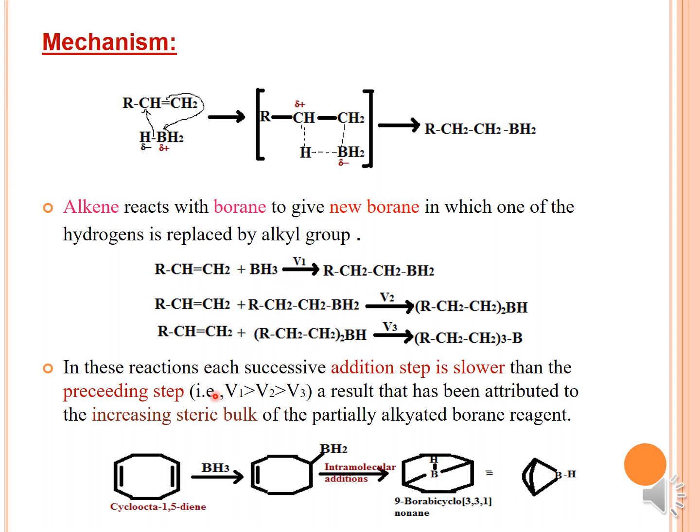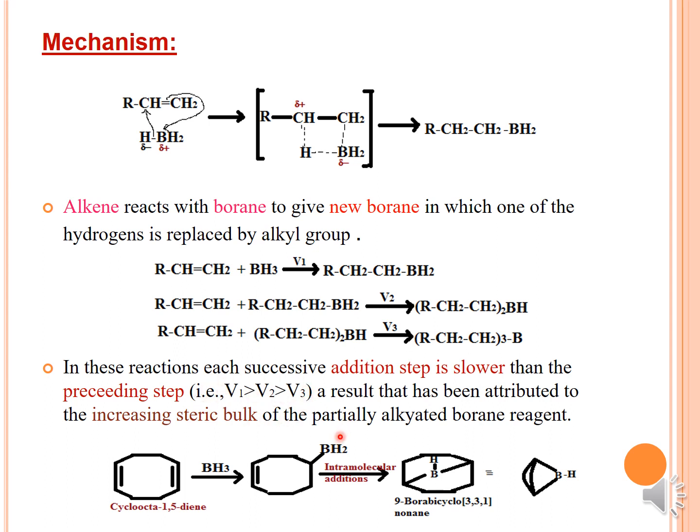Alright, here you can see that V1 is greater than V2, which is also greater than V3. As a result, this is attributed to the increase in the steric bulk of the partially alkylated borane reagent. Okay, if there is an increase in the steric bulk, that is, the alkyl groups keep adding up, there is a bulkier group attached to the borane, and then you will have this phenomenon.